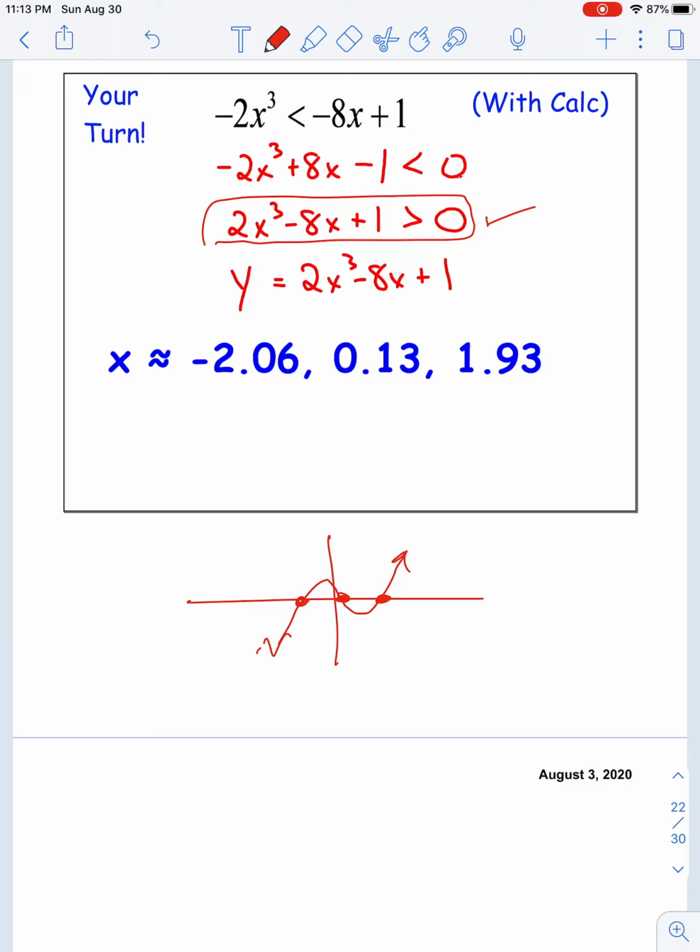You could have done this one like the first one, and that would have been negative 2x cubed plus 8x when is it less than 0. But what you have to understand there is that since the leading coefficient's negative, it would look like this. But now you're asking, when is it less than 0? So that's going to be at the same places that this one is greater than 0. So it all works.